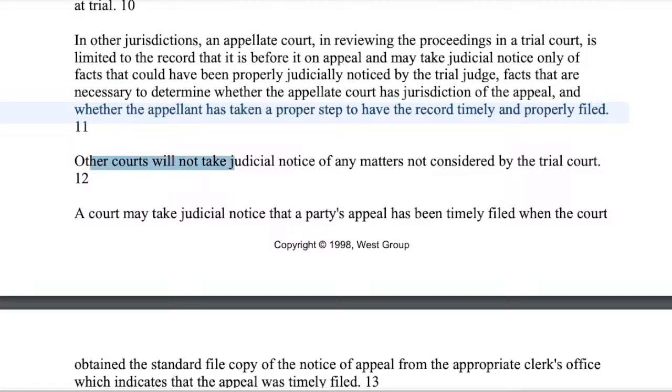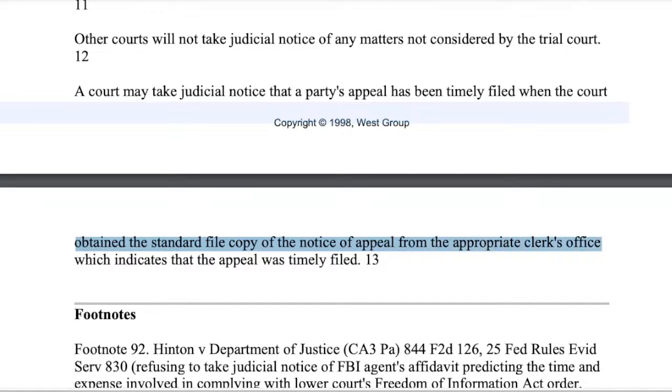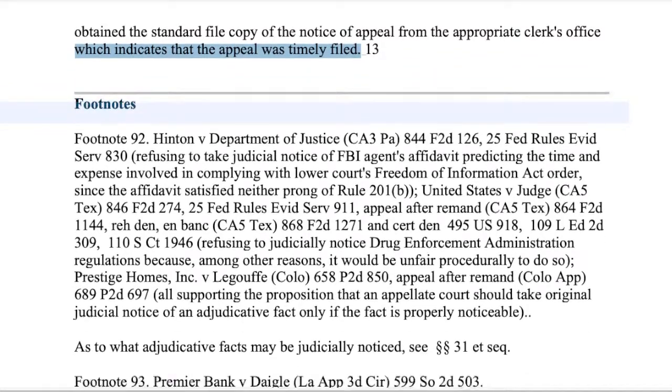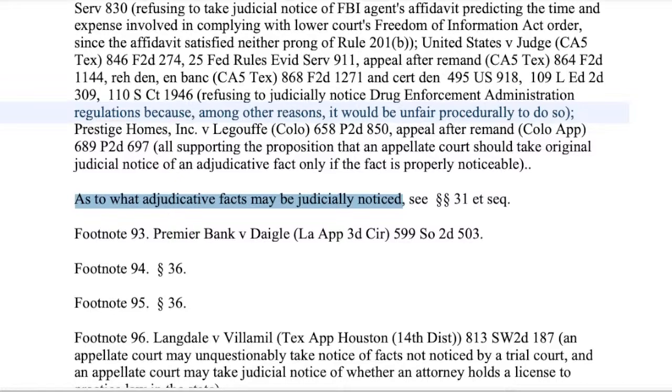Other courts will not take judicial notice of any matters not considered by the trial court. A court may take judicial notice that a party's appeal has been timely filed when the court obtained the standard file copy of the notice of appeal from the appropriate clerk's office, which indicates that the appeal was timely filed. All right, so we got some as to what adjudicative facts. We went over that.